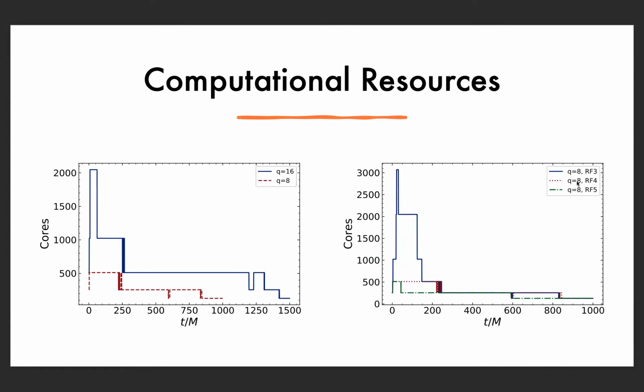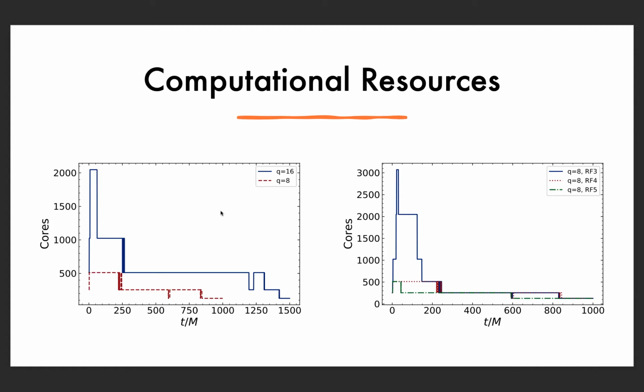These plots show the computational resources that we used in a couple of cases. I'm first going to talk about the one on the left. Earlier I showed waveforms from a Q equals 8 and a Q equals 16 binary. This is the number of cores as a function of computational time used in that run. You can see that initially there are a lot being used. I'll mention more about this later, and it alludes to something that Zach talked about.